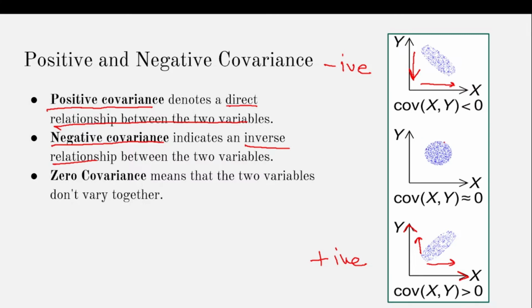On the other hand, if I see the following scatter plot, there is no specific relationship between x and y that I can get from this plot. So in this case, the value of covariance will be 0. So the 0 covariance means that the two variables don't vary together, or there is no relationship between them.